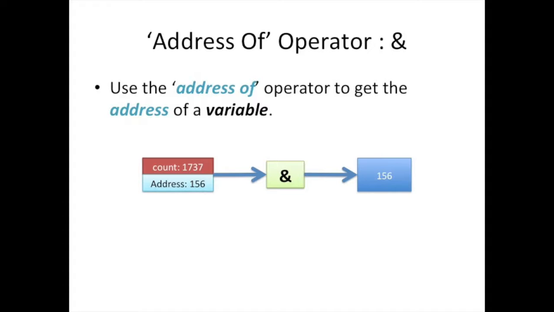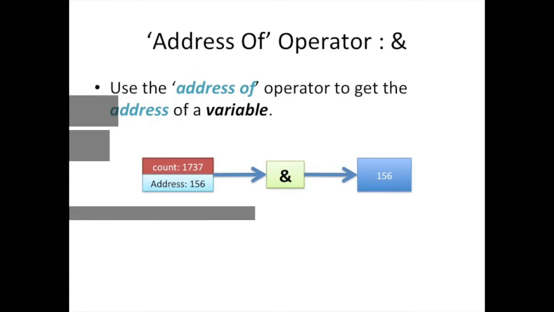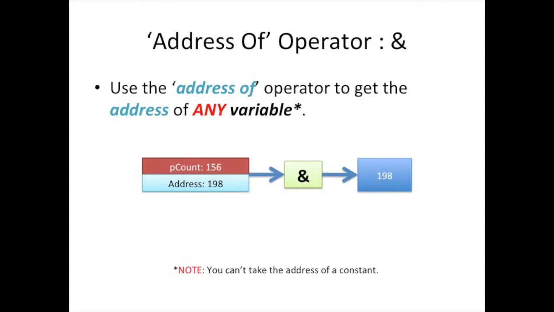It knows where it is, and will say, hey, this is located at this memory location. So that's all the address of operator is. You put it in front of a variable, and magically, the result when that expression is evaluated is the address of where that variable is in memory. There's one other thing that's really cool about the address of operator. It can be used on any variable.